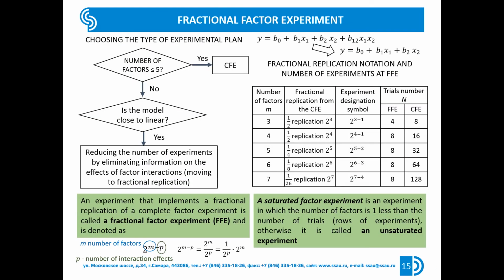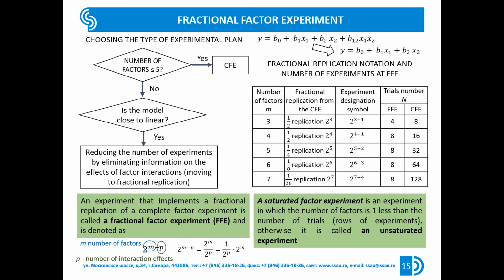It is reasonable to use a complete factorial experiment when the number of factors does not exceed 5. Otherwise, the number of options for variation becomes excessively large, and the practical implementation of such an experiment becomes difficult. If we neglect higher order interactions, it is possible to obtain a mathematical model with a smaller number of trials, implementing not the whole CFE plan but only a part of it, a fractional replication.